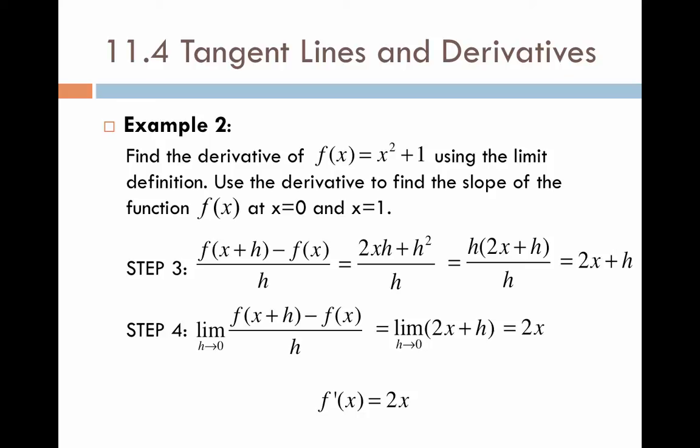So the derivative is f prime of x equals 2x. So the derivative is a function itself that's going to tell me what the slope is of the original curve at any point on that curve, provided the limit existed.